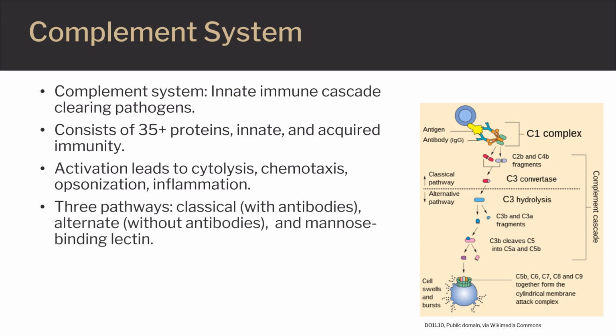3 biochemical pathways activate the complement system: the classical complement pathway, the alternate complement pathway, and the mannose-binding lectin pathway. The classical complement pathway typically requires antibodies for activation and is a specific immune response, while the alternate pathway can be activated without the presence of antibodies and is considered a non-specific immune response.